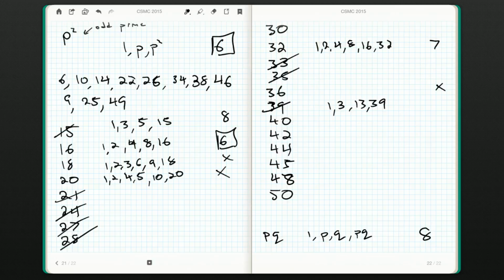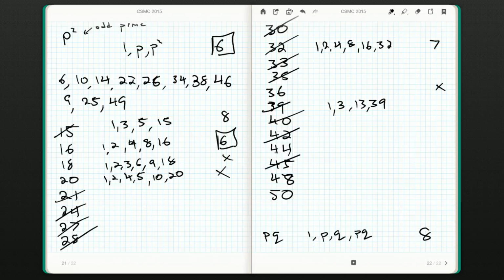15 had 8 factors, so 30 will at least have an extra factor of 30, so that's 9, so that won't work. 32 we said won't work. 20 won't work. That's too many, so 40 will have even more, so that won't work. 21 had too many, so 42 will have too many. 45 is a multiple of 15, so that also won't work.